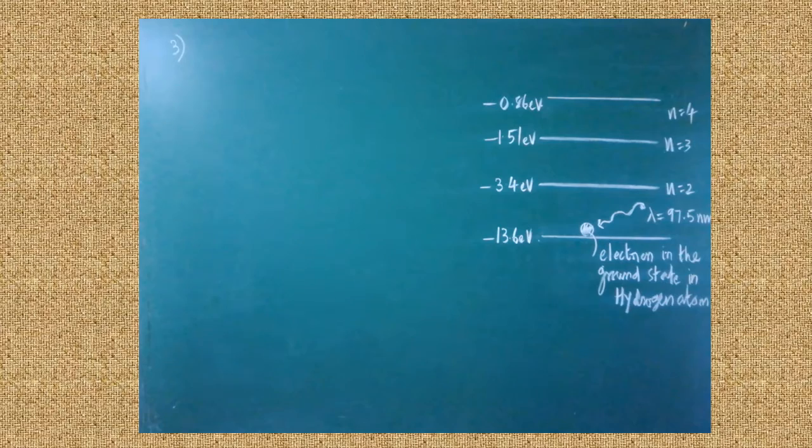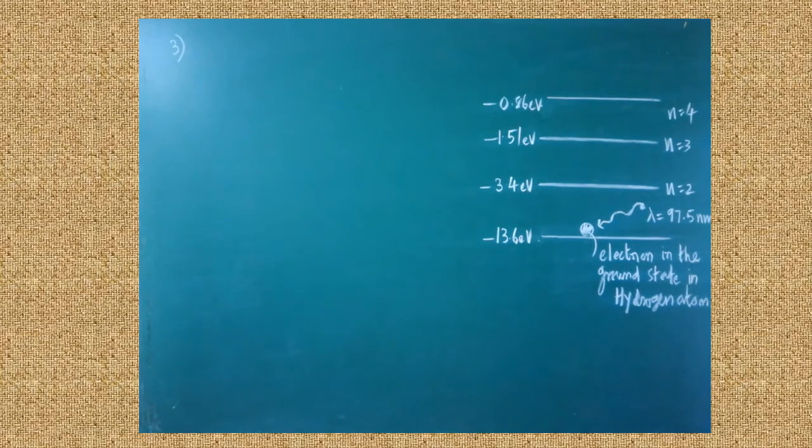You are asked to find the principal quantum number of the excited state. After absorption, to which level will the electron be taken? Whether the second, third, fourth or fifth, that excited level's principal quantum number is to be found out. Then finally, you are asked to find the total number of possible lines in the emission spectrum. How many transitions are possible? That should be found out. Are you clear? Two things to be found out.